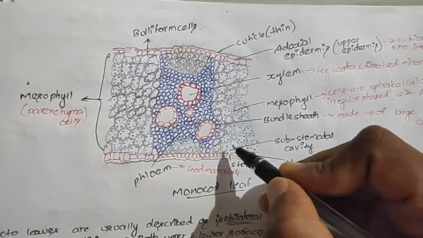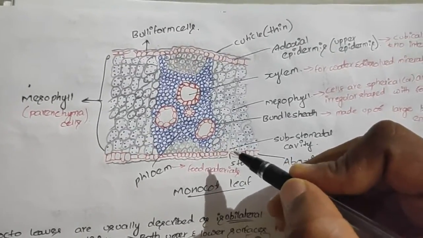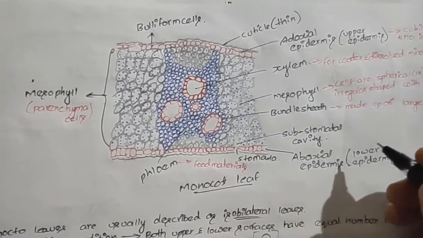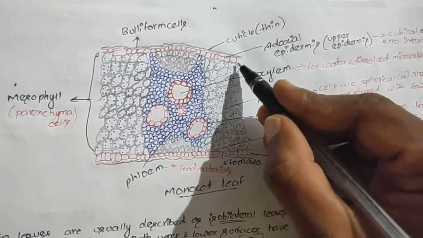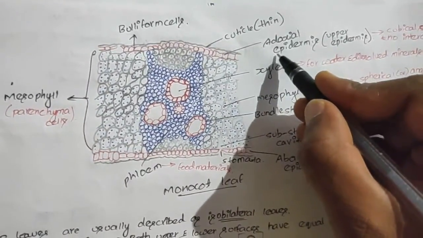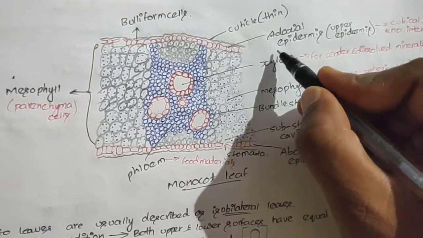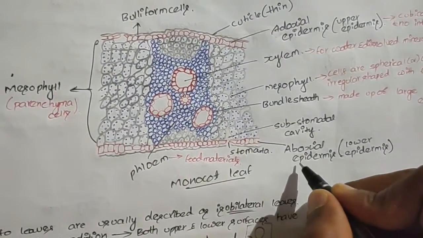This monocot leaf means the leaves which appear on the plant produced from seeds with a single cotyledon, like maize, rice, grass, wheat, etc. If we cut the transverse section of this monocot leaf, we find the outer covering, the epidermis. This epidermis is seen on both the upper surface and the lower surface, and the upper epidermis is known as the adaxial epidermis and the lower epidermis is known as the abaxial epidermis.